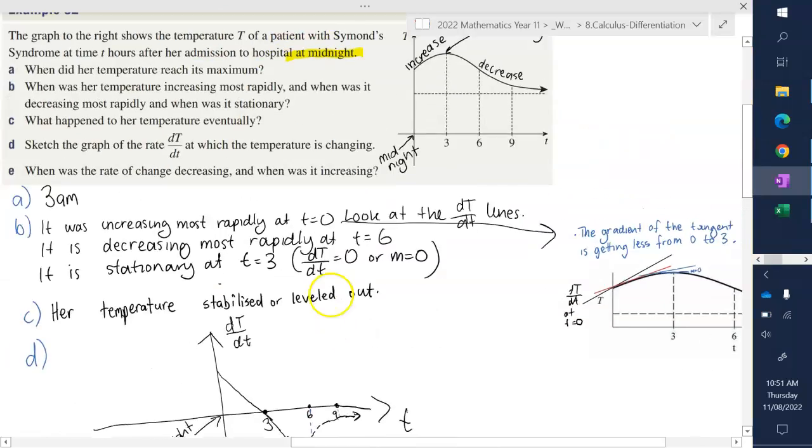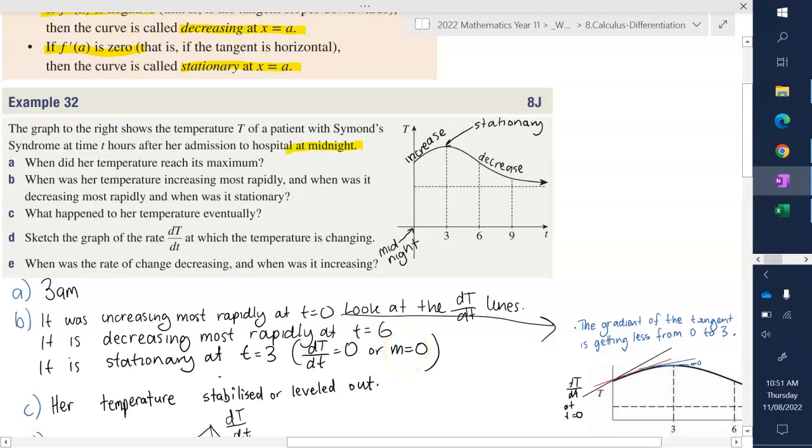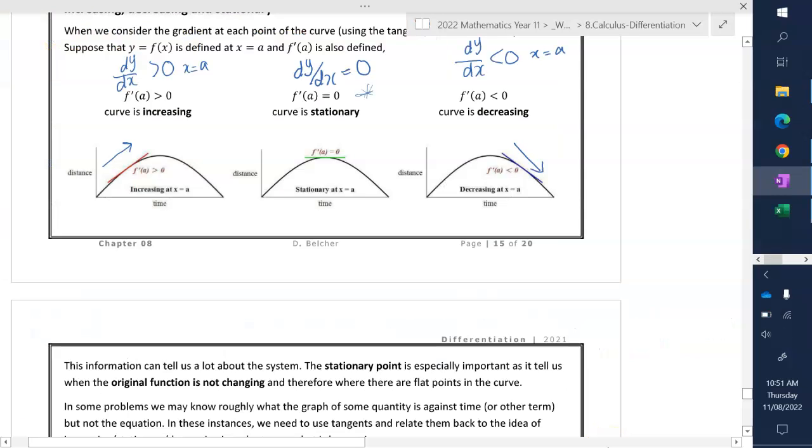So the question said, for B, when was her temperature increasing most rapidly? So I've just jumped back to your notes that we just looked at in terms of increasing, stationary, and decreasing. So our curve is increasing when our f dash of a is greater than 0, and the bigger the f dash of a, or the bigger the gradient of the curve, so the larger that value is for dy dx, is going to relate to when it's increasing most rapidly.